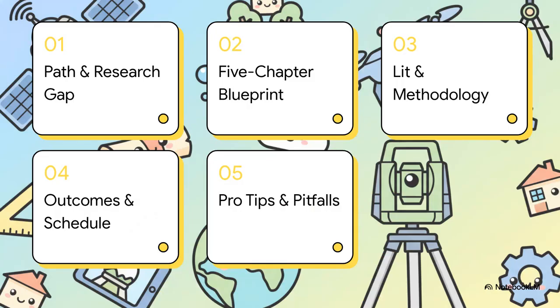To respect your analytical engineering mindset, we've kept our agenda super straightforward today. First, capstone path and research gap. Second, the 5-chapter blueprint. Third, literature and methodology. Fourth, outcomes, budget, and schedule. And finally, pro tips and pitfalls.